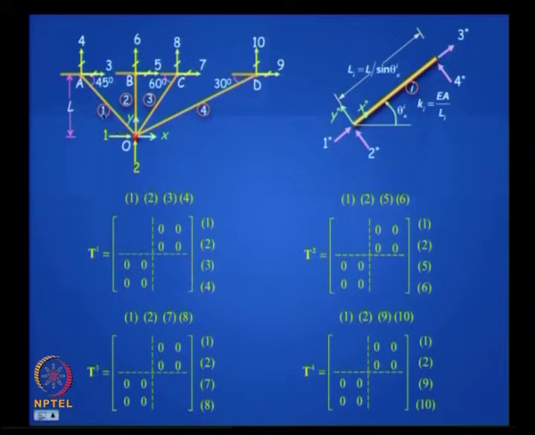For element 1, 1 2 3 4 are the connecting start and end nodes, right. 1 2 3 4, 1 2 3 4. For element 2 we have already finished. For element 3 it is 1 2 7 8, 1 2 7 8 which match with the local coordinates 1 2 3 4, and for element 4 it is 1 2 9 10. Does this make sense? Okay.